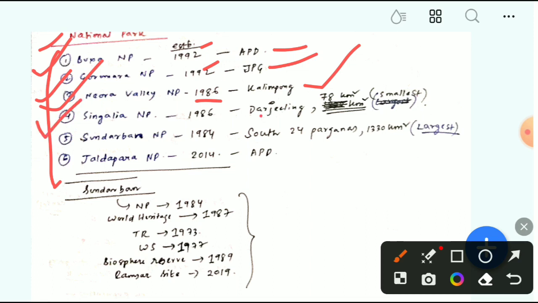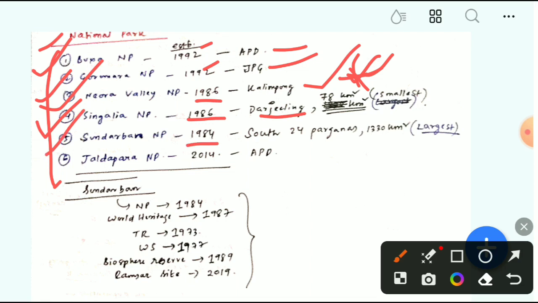It is in Darjeeling district, and it was formed in 1986. So in 1986, two national parks were formed, that is Neora Valley and Singalila. Singalila is the smallest national park of West Bengal. This also you must know, and it is 78 kilometer square. It is the smallest.